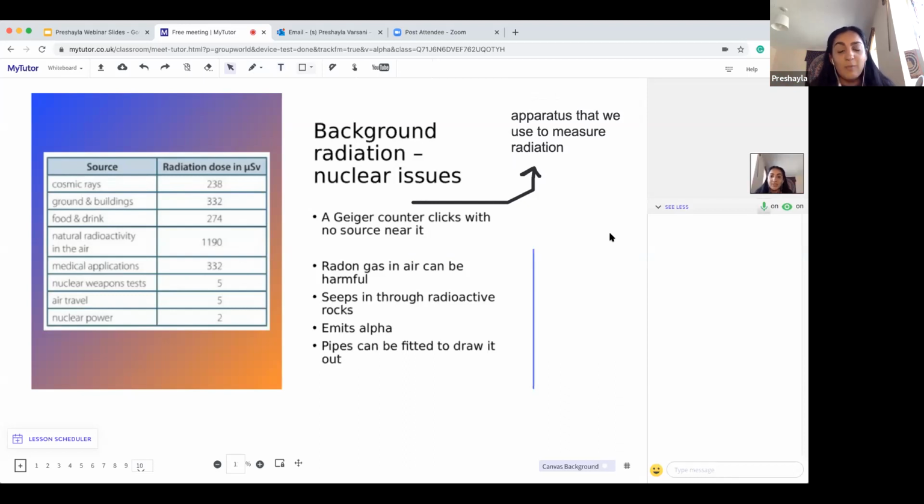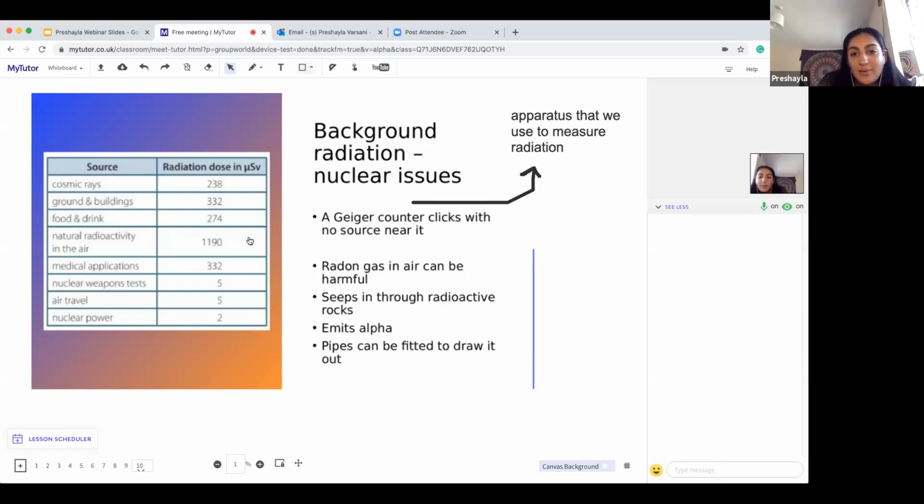And this can cause problems for scientists if they don't account for it properly, because it might give radiation readings higher than what we expect them to be because of the background radiation. So we know background radiation exists because the Geiger counter clicks when there's no source near it. But where does this background radiation come from? Well, it comes from a number of different places.